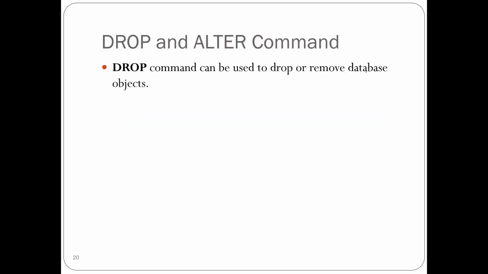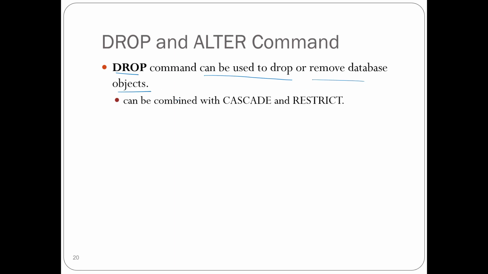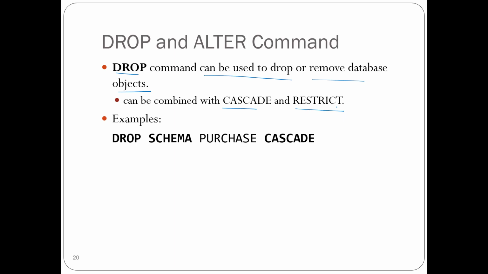Now let's look at the drop and alter command. The drop command can be used to drop or remove database objects. The drop can also be used with cascade and restrict. So let's look at some examples of drop. You can drop a schema. So here we are saying drop schema purchase cascade. Now let's first understand this part and then I'll add cascade later.